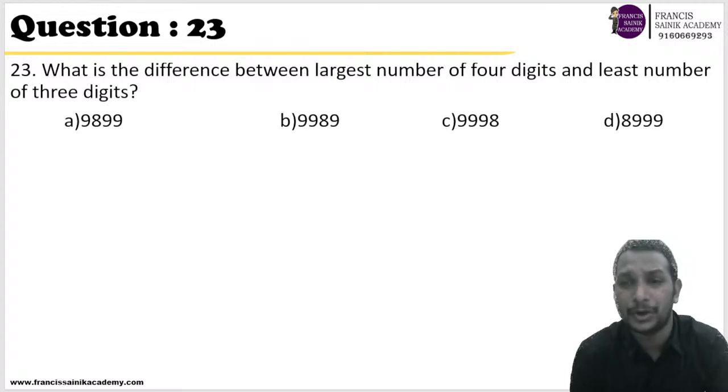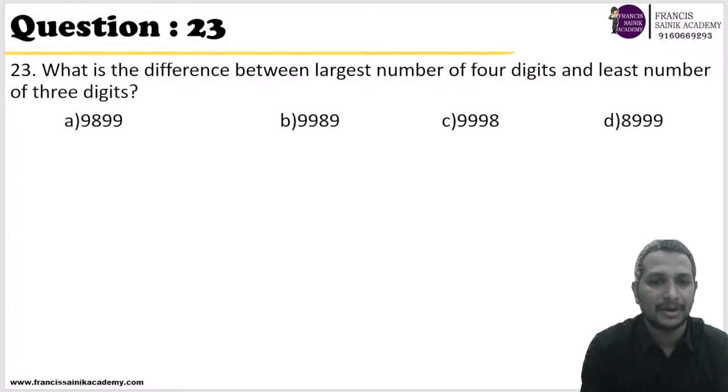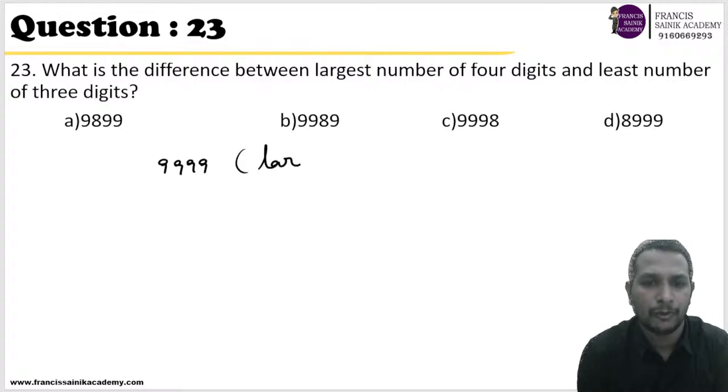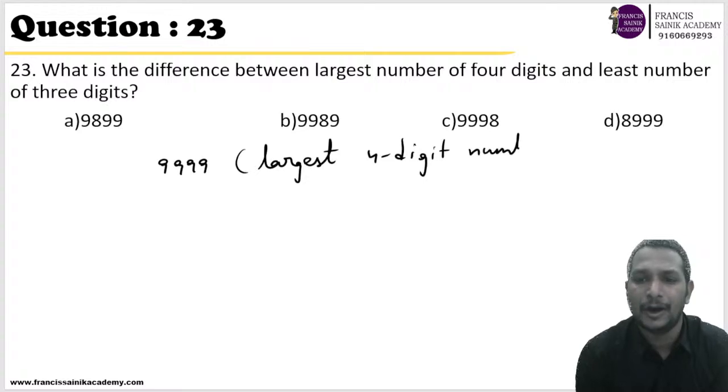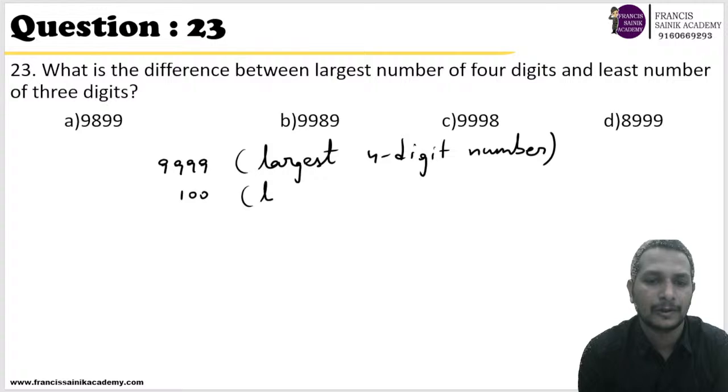Next, what is the difference between the largest number of 4 digits and the least of 3 digits? Largest 4-digit number is what? 9999. Same way, what is the smallest or least 3-digit number? Least 3-digit number is 100.